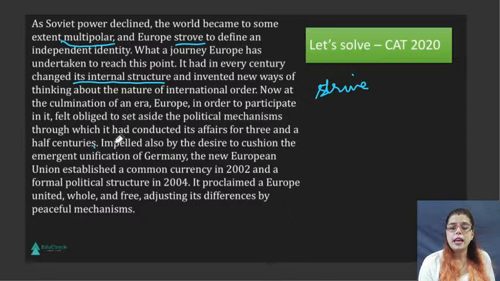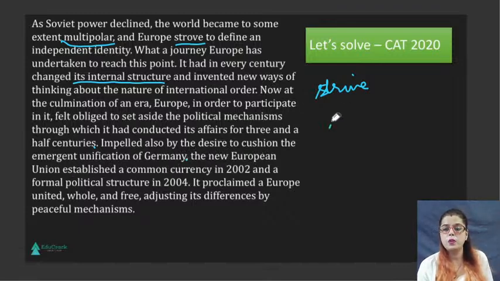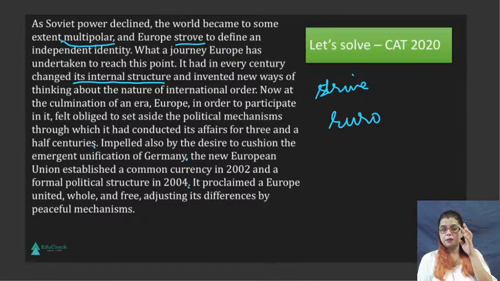Impelled means to force. Impelled also by the desire to cushion the emergent unification of Germany, the new European Union established a common currency in 2002, which was euro, if I'm not wrong, and a formal political structure in 2004. It proclaimed a Europe united, whole and free, adjusting its differences by peaceful mechanisms. So this here is basically talking about the unification of Europe and how it is now trying to change its own internal politics.